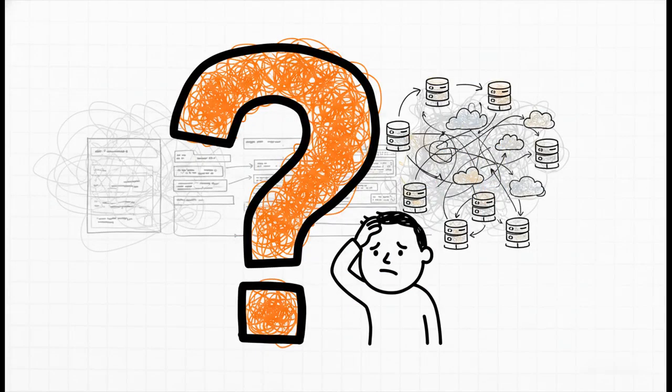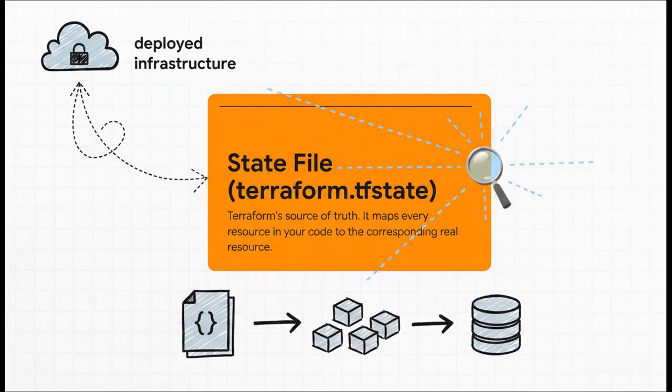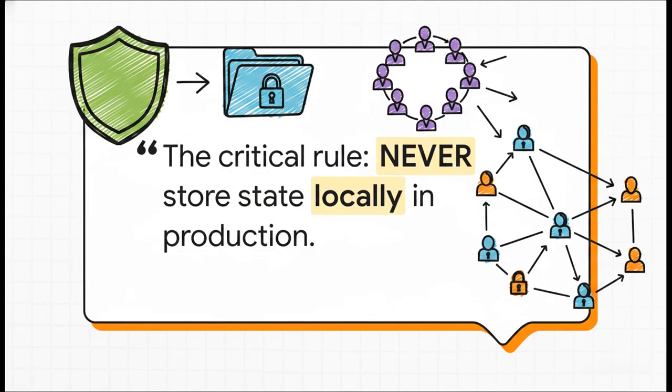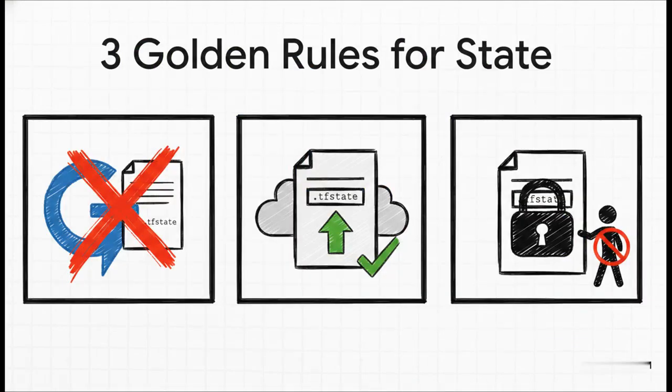All right, let's talk about the one thing many beginners get wrong, the state file. This is crucial. See, Terraform uses a state file. It's basically its memory, a map of your code to real-world resources. And here's the number one rule. You have to protect this file. It is non-negotiable for teams. So just remember these 3 rules. Don't commit it to Git, store it remotely, and always use locking.